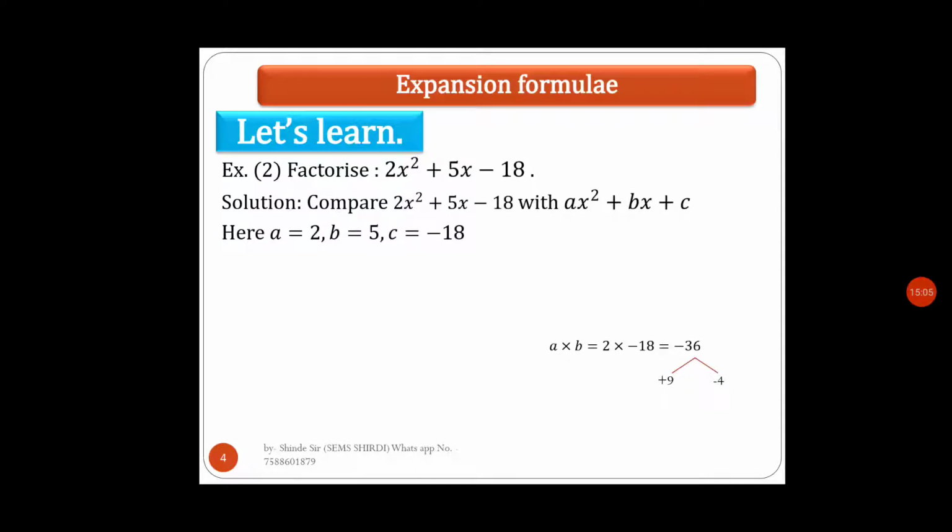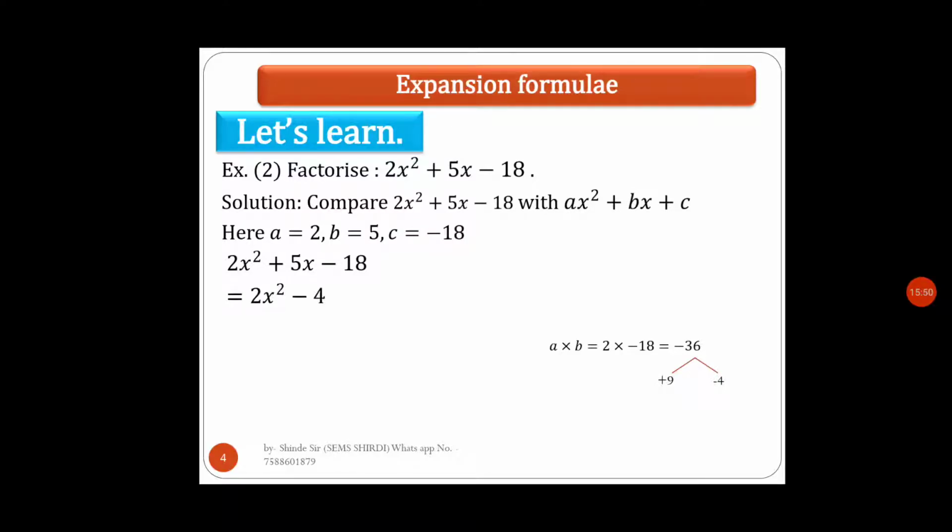In the case of multiplication, if one number is positive and one is negative, then the product is negative. But we require the sum is 5, and this sum is positive. That is why you take the smaller number as negative. If we require the minus 5, then you take minus 9 and 4. In the case of negative, we take the greater number as negative, and if you require the positive sum, you take the smaller number as negative.